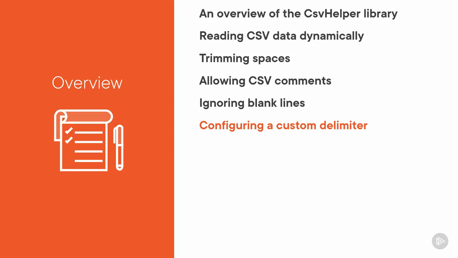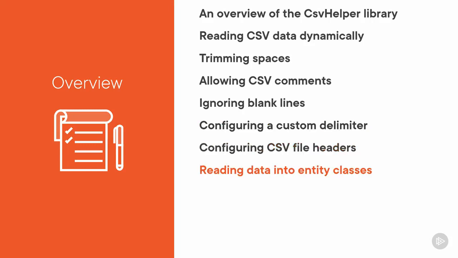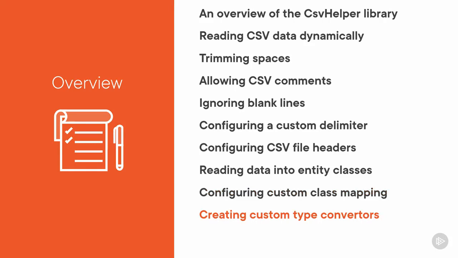how to configure a custom delimiter if we're not using commas to separate the values, how to work with CSV file headers, and then we'll learn that in addition to reading data dynamically, we can also read it in a strongly typed way into predefined entity classes. We'll also learn that we can use entity classes that don't exactly match the incoming CSV data by setting up class maps. And we'll even learn that we can set up custom converters for the data inside CSV files.